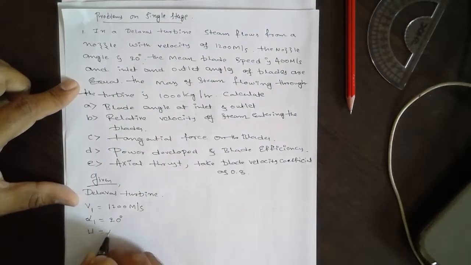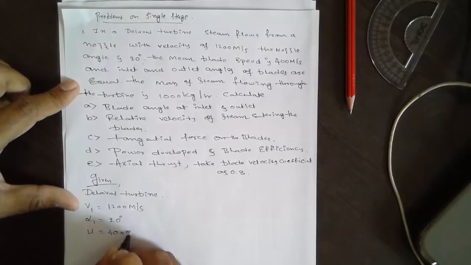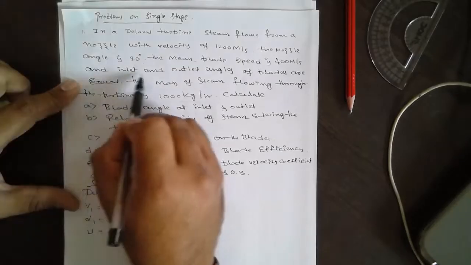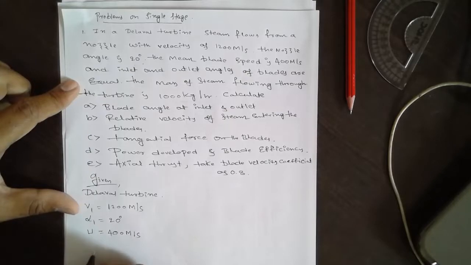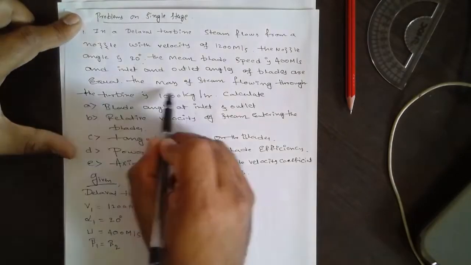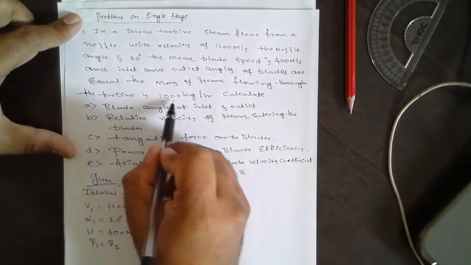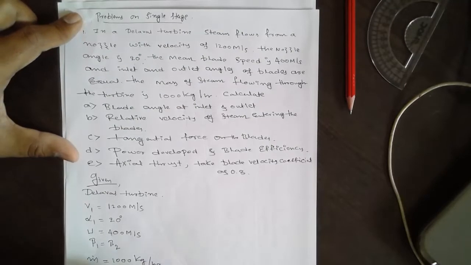Here we consider the mean blade speed as 400 meter per second, and the inlet and outlet angles of the blades are equal. The blade angles we consider, beta 1 equals beta 2, at inlet and outlet. The mass of steam flowing through the turbine is 1000 kg per hour, that is the m value. You have to convert that into kg per second, dividing by 60 into 60.